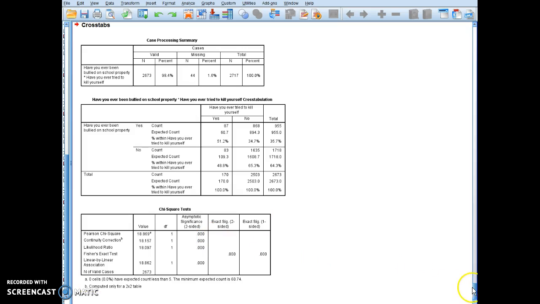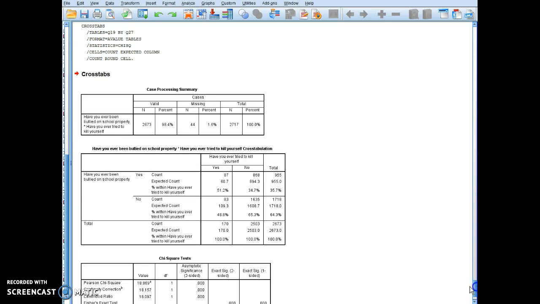So if we go back up to the output table, we can see that the expected count is what we expect to see if the null hypothesis was true. But this is not very close to the actual count. For yes, the expected count is 60.7 and the actual count is 87, so the actual count is much higher. And for no, the expected count, 109.3, is much higher than the actual count, which is 83.